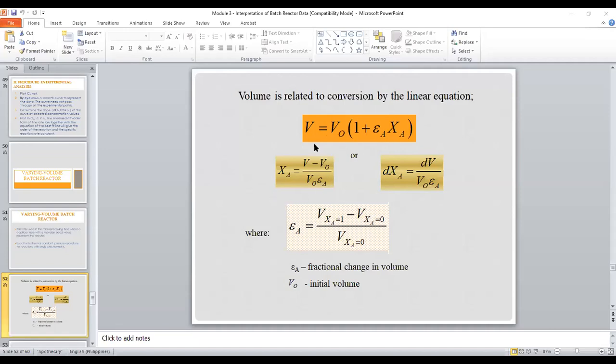If you differentiate this derived formula for XA in terms of V, you will have this equation on the right: dXA is equal to dV over VO epsilon A, knowing that the derivative of an initial volume, which is a constant, is 0. So there's one main formula, and these two are dependent on the main formula relating the linear relationship between V and conversion. Okay, so now we will proceed.